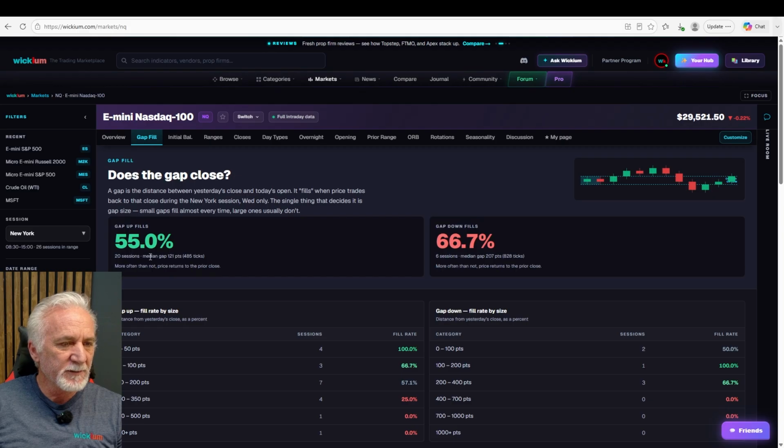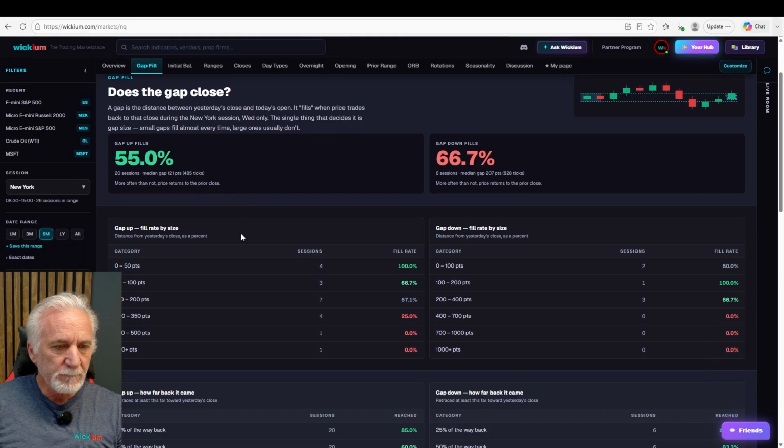The 20 sessions, median gap 121 points. And then that's the average for the average gap. Now, on your particular day, you would go by this chart right here, and you can see this gives you the number of sessions that had this particular gap and what the fill rate was. So that's one play you can use for gap fills up or down. You have the down over here too.